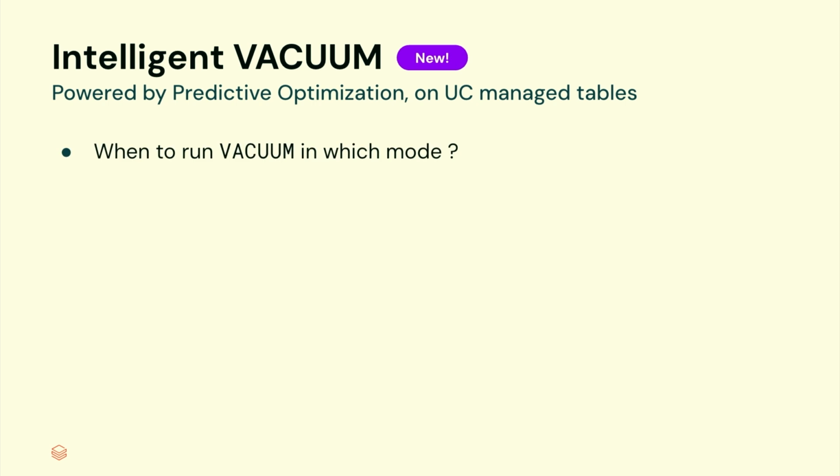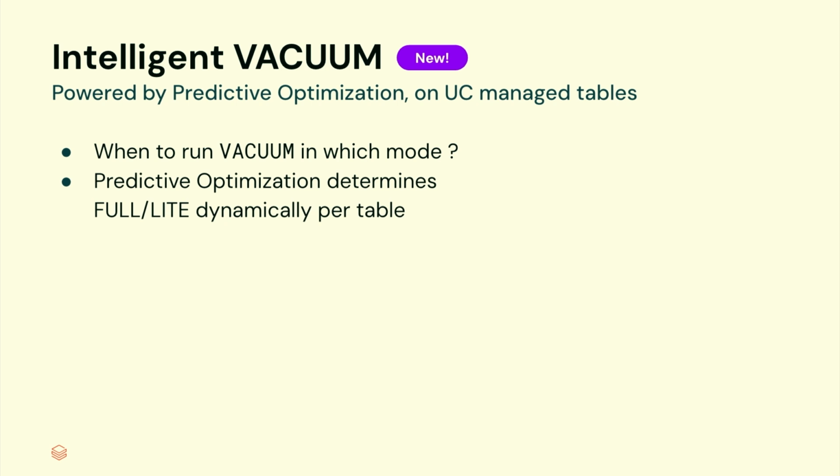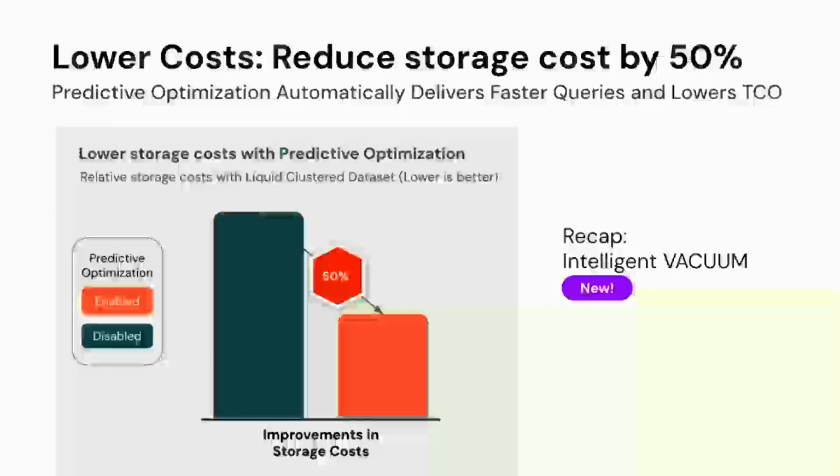Now, when to run vacuum in which mode? Leave this to predictive optimization. With intelligent vacuum, predictive optimization figures out when to run full or light vacuum automatically. It keeps your storage costs in check and also efficiently uses compute resources. With predictive optimization enabled, intelligent vacuum can reduce your storage cost by half.